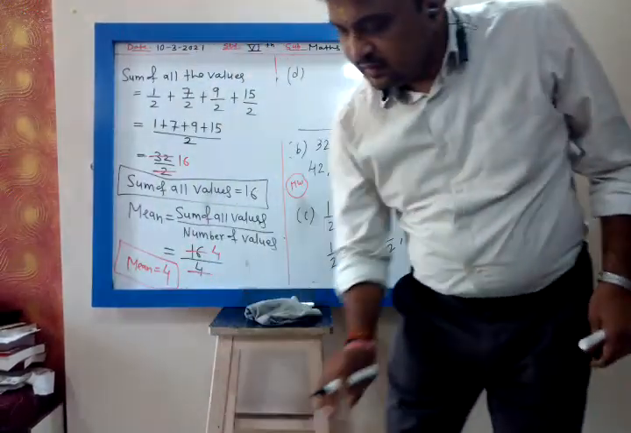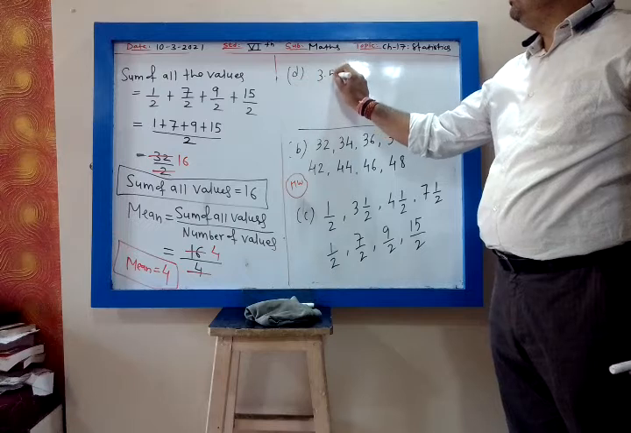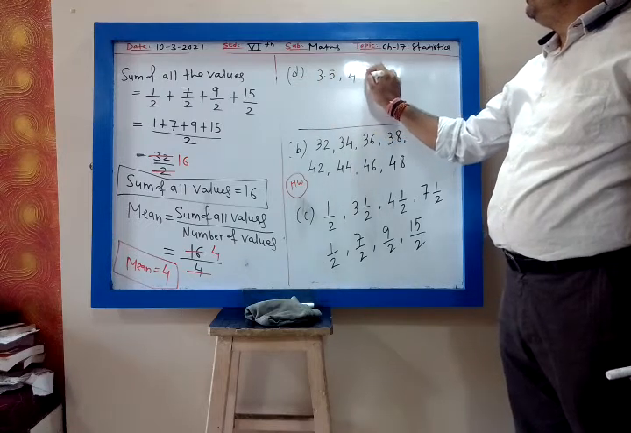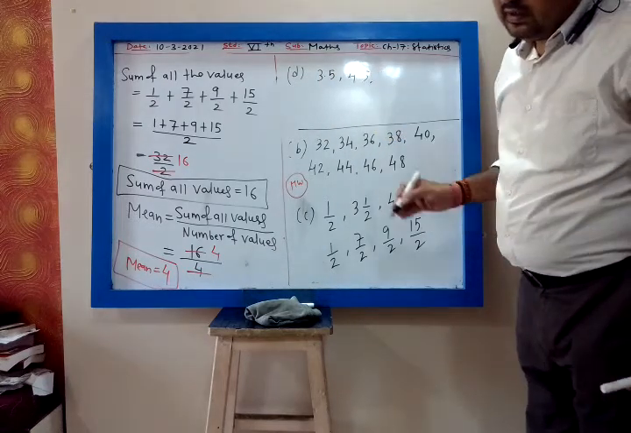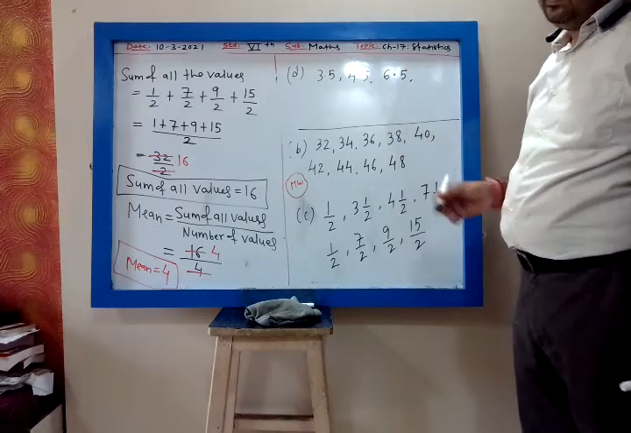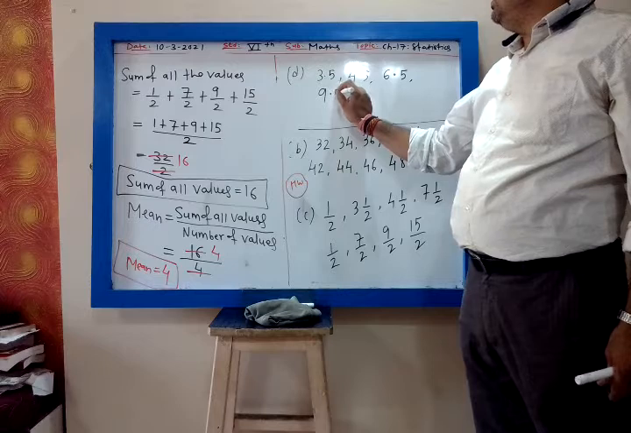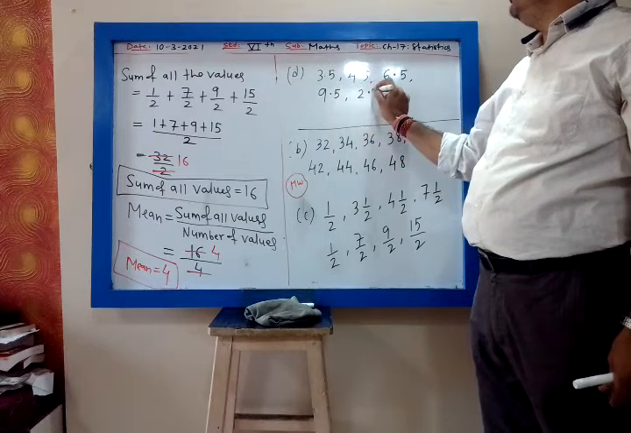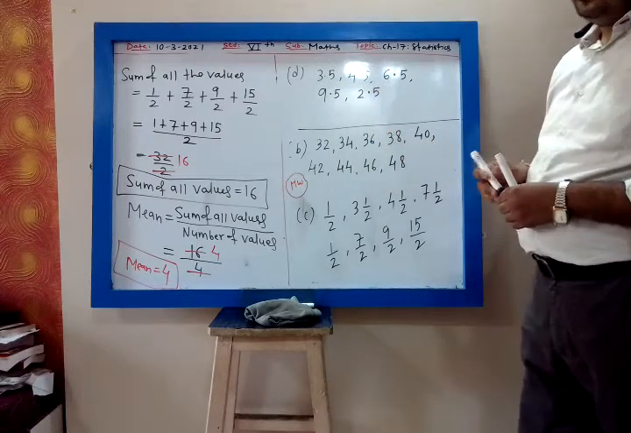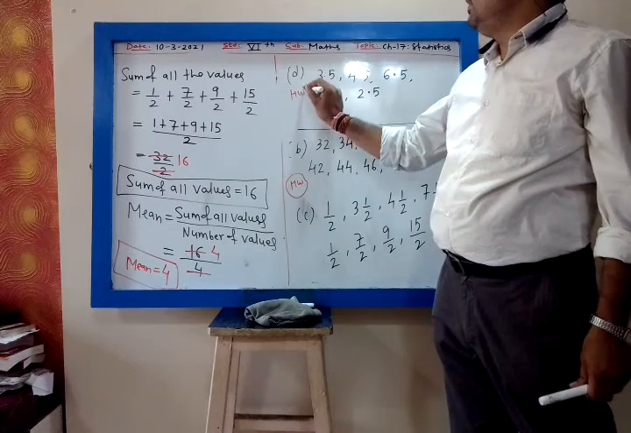D: 3.5, 4.5, 6.5, 9.5 and 2.5. You can add the decimals, no? This I am giving as homework, because they are decimals and you know how to add decimals.